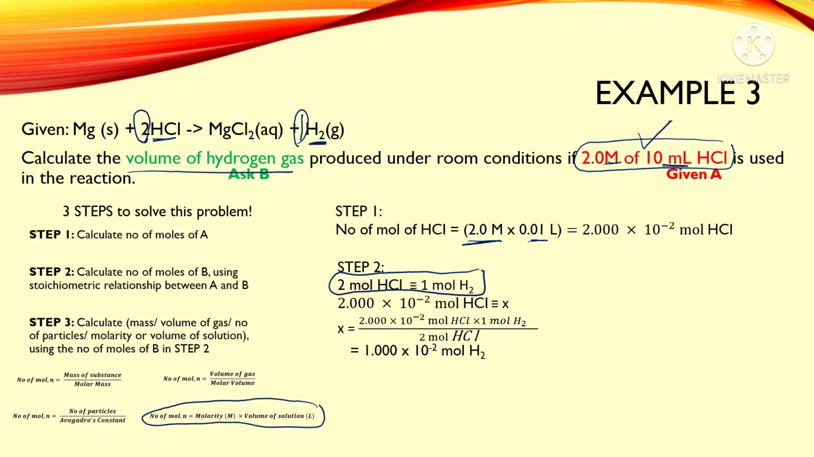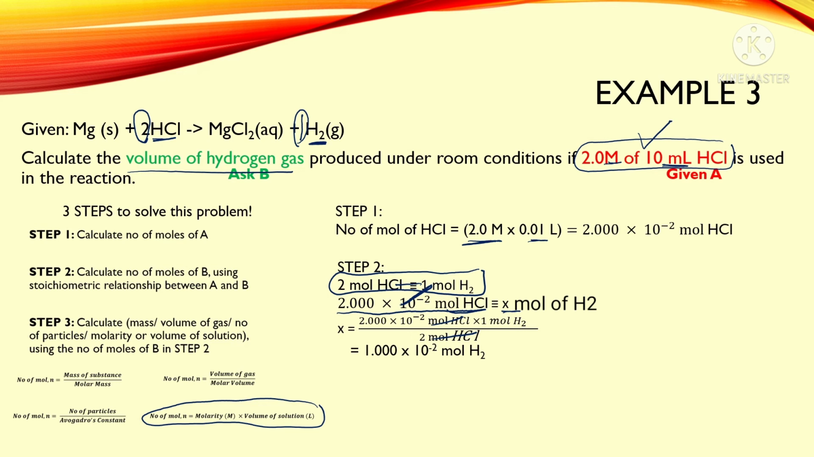And now we only have 2 times 10 to the power of negative 2 moles of hydrochloric acid, and we are expecting X mole of hydrogen gas being produced. So how do we calculate the X moles of hydrogen gas? Again, mathematically, we cross multiply and then divide. Therefore, 2 times 10 to the power of negative 2 multiplied by 1 mole of hydrogen gas, divided by 2 moles of hydrochloric acid, and the mole of hydrochloric acid we can cancel out to give us 1 times 10 to the power of negative 2 moles of hydrogen gas being produced.